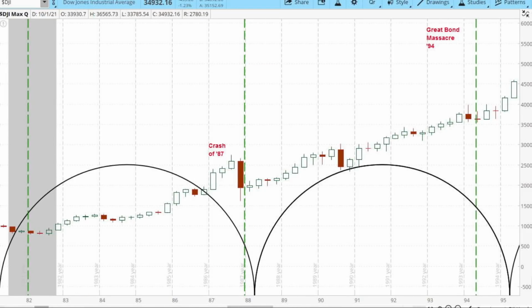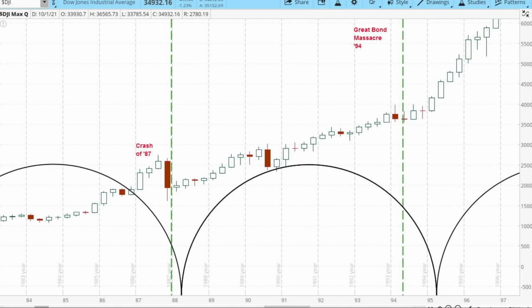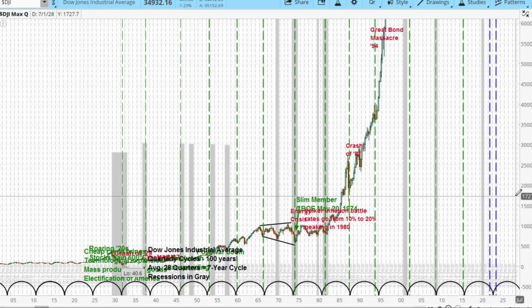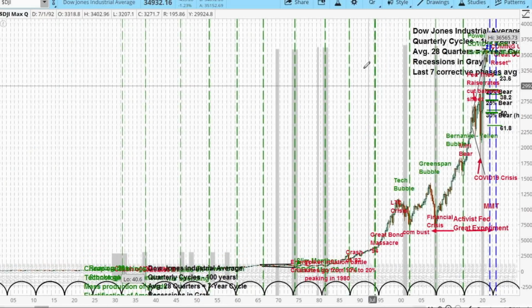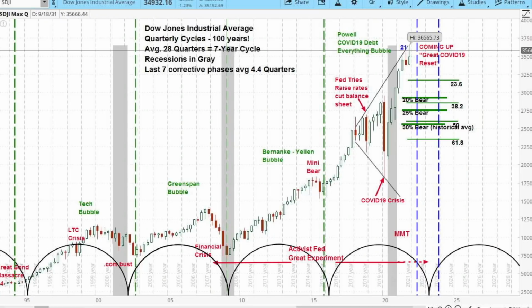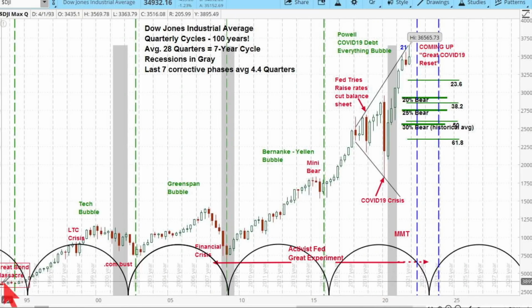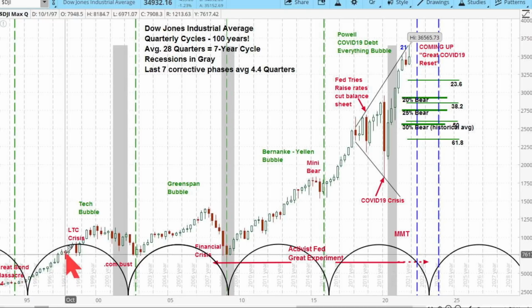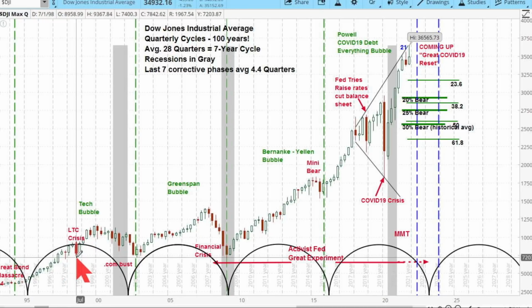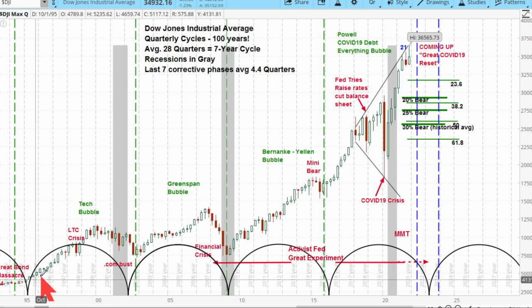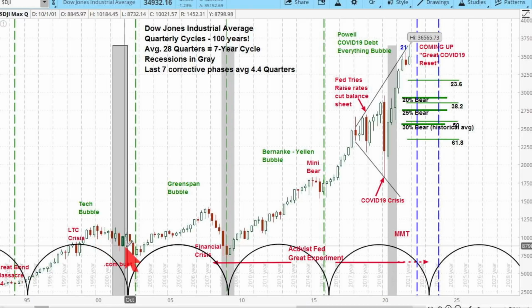So now we're going to advance over to present time and bring this right in here. You can see these last several cycles right in here. As we look at present time right over here, here is the great tech bubble. There was a crisis right there, Long-Term Capital, if you remember. Here's the tech bubble and the dot-com bust and the recession.